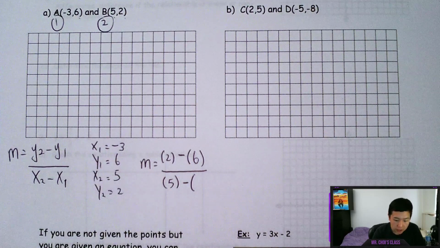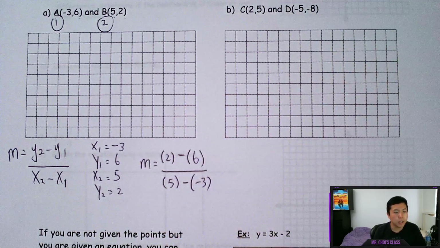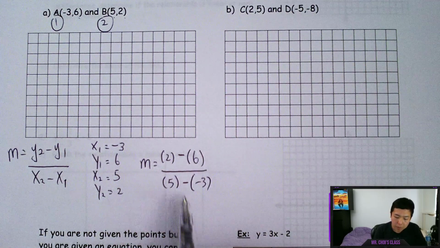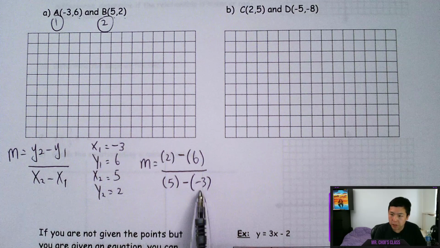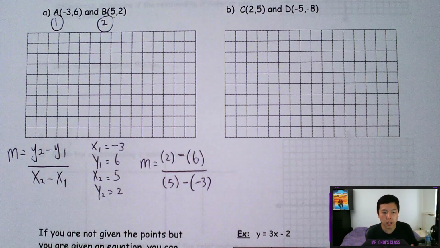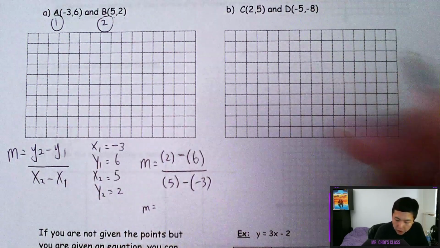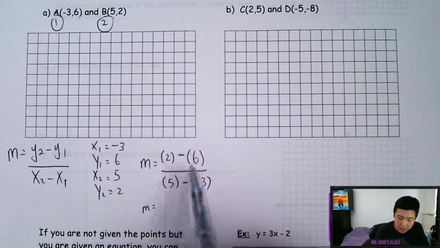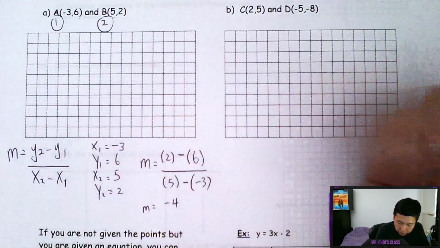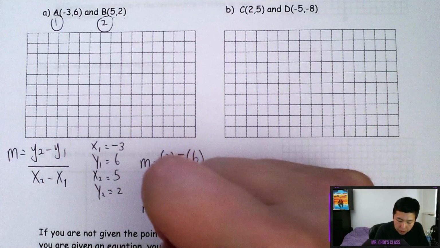And Camilla wrote it down. That's very good. Perfect. So yes, that's exactly how you want to write it down. Notice how the minus stays and the -3 is in brackets. Just because it's a negative doesn't mean it just disappears. We use brackets for that reason. So when we actually fully solve this, 2 minus 6 is -4, over 5 minus -3 gives me +8.